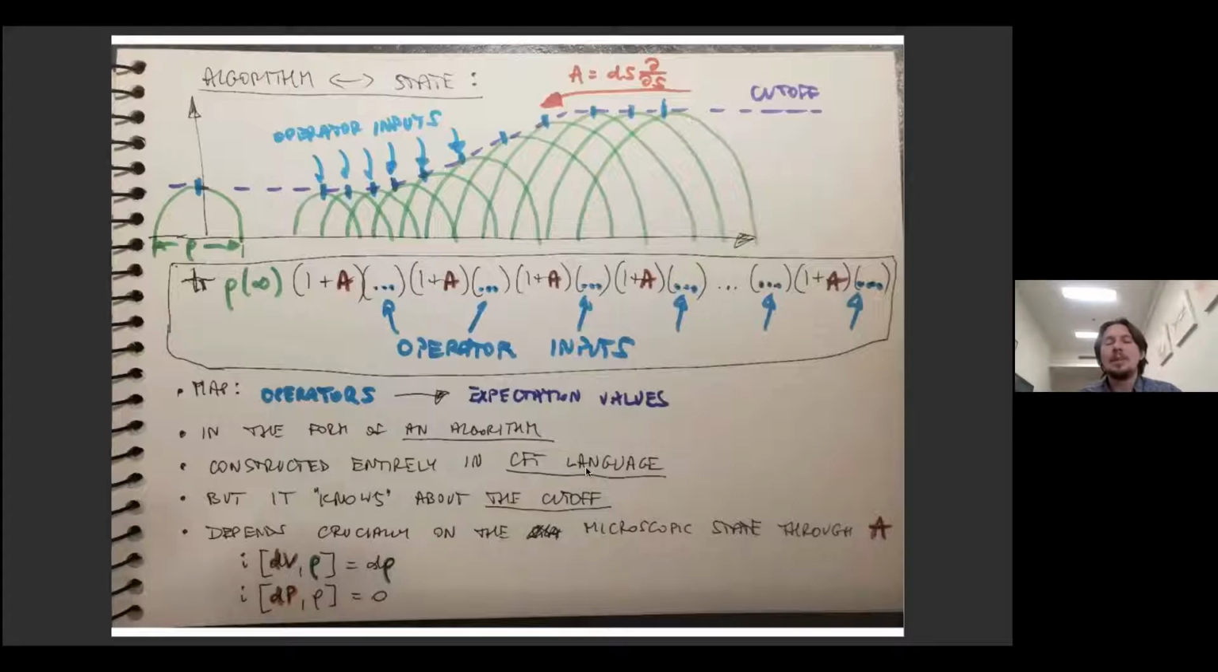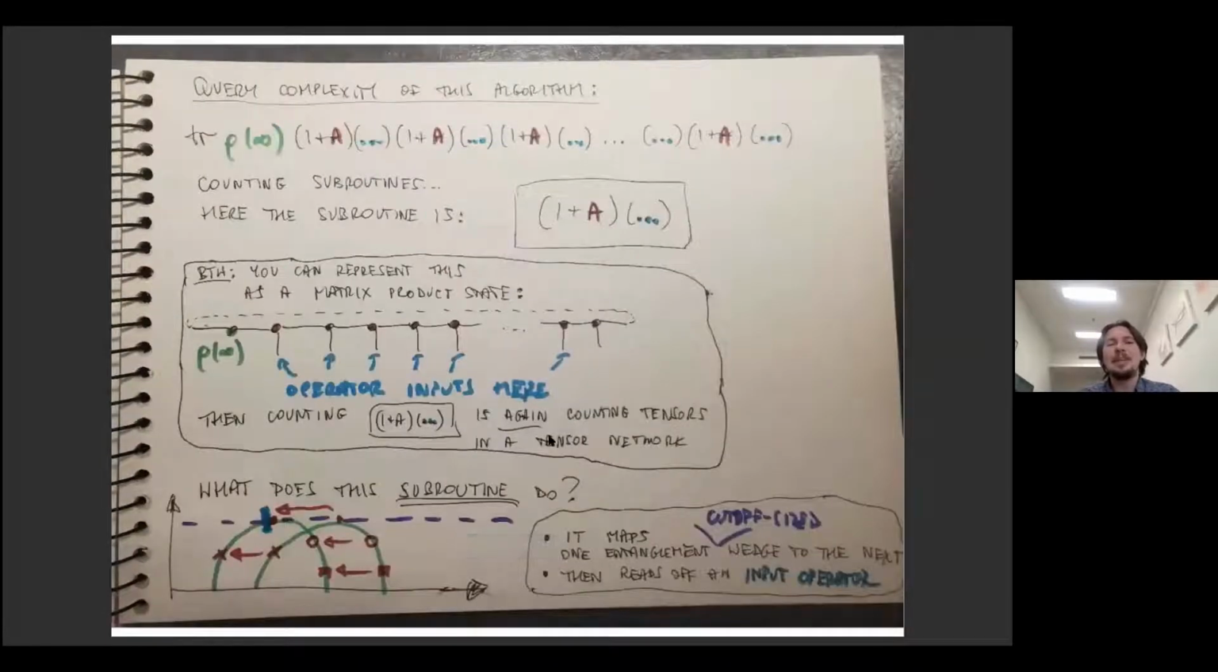So now that we have the state at the cutoff, which is one of the main conclusions of this talk, let's talk about the query complexity of this state. Before we had the state in the form of an algorithm, it didn't really make much sense to talk about the query complexity of the state. But now that I have presented it to you in the form of an algorithm, we can talk about the query complexity of it. So let's talk about that.